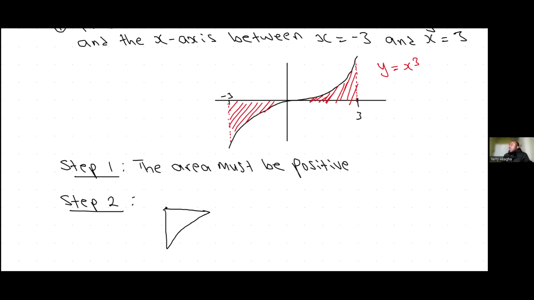And we know that this is the origin, so it's going to be between 0 and -3. The second shape we can see is this other one here, something like this, and it's between 0 and 3. So these are the two shapes we have here, the two smaller areas that are going to give us the main area we are looking for. So the next part, step 3.